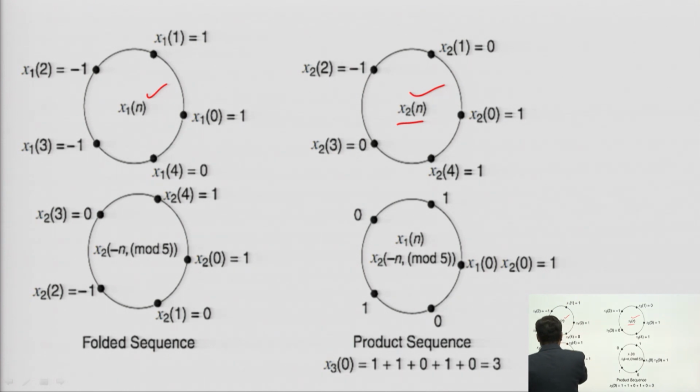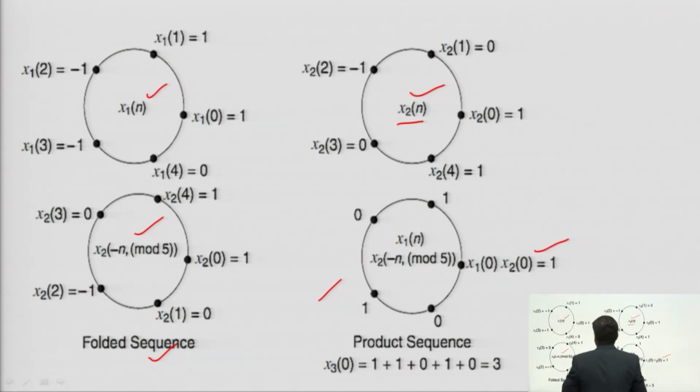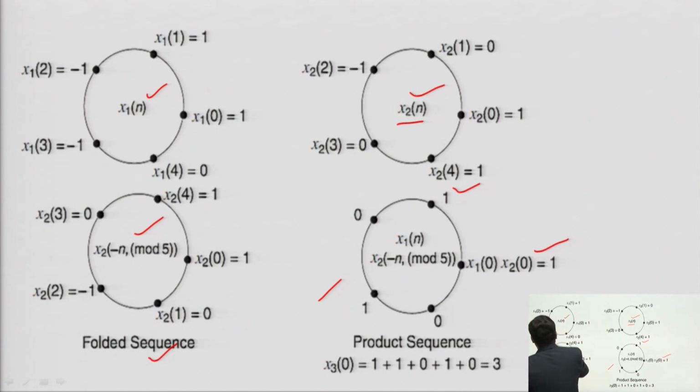So, 1 1 0 minus 1 0, this will be your folded sequence x2 minus 1. Now, for these two sequences you have to multiply and calculate your product sequence in this form. So, in your product sequence you will see here, 1 into 1, so 1. Now, product this and this, 1 into 1, 1. Now, 0 this one, so 0.